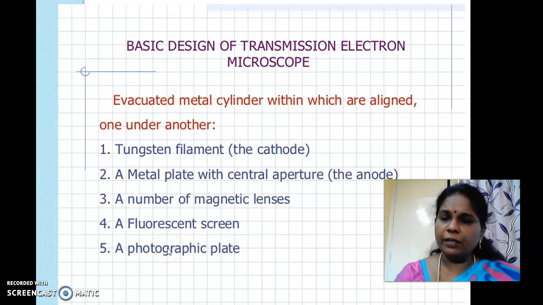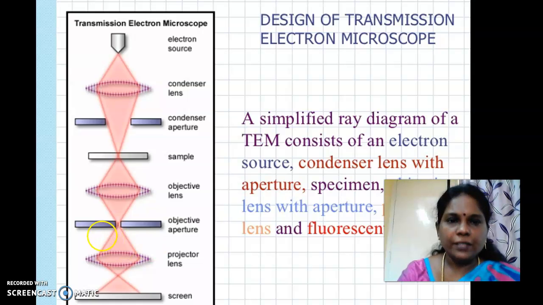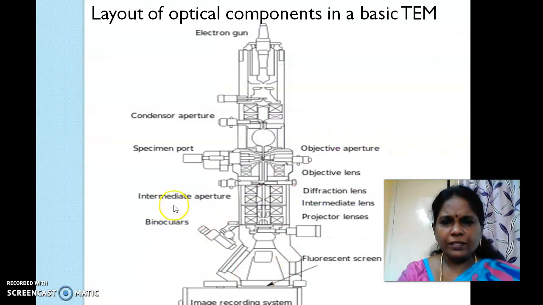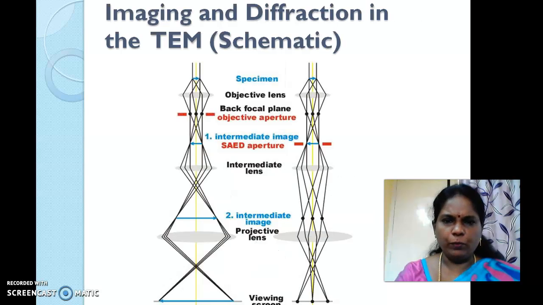Otherwise, we can have a photographic plate. This is a ray diagram of a TEM, where it consists of an electron source, condenser lens, condenser aperture, sample, objective lens, objective aperture and projector lens. This is the basic layout of a transmission electron microscope.